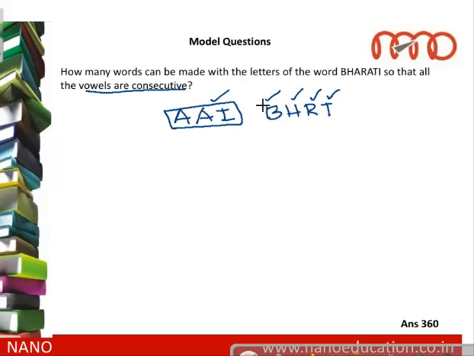So you have 5 things to be permuted among themselves. You can do that in 5 factorial ways. And inside the packet, these 3 letters can be permuted among themselves in 3 factorial by 2 factorial, since 2 A's are identical. So the answer would be 5 factorial, 120, into 3, 360.